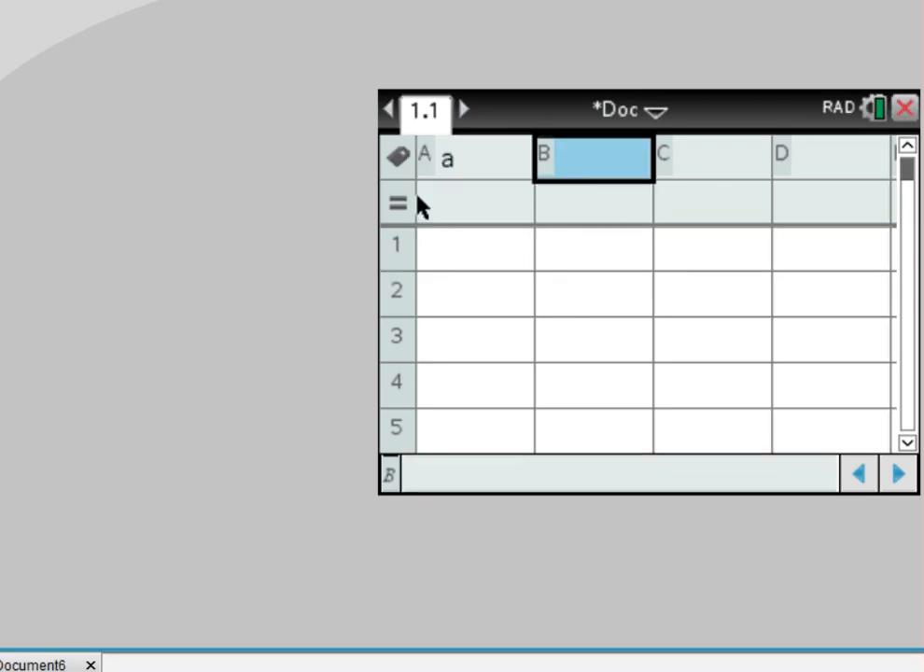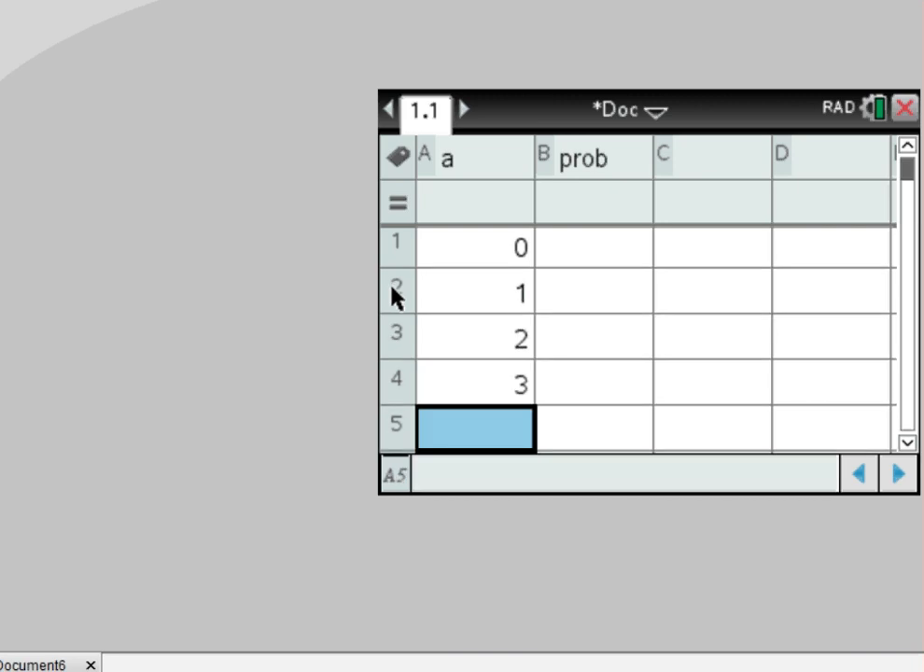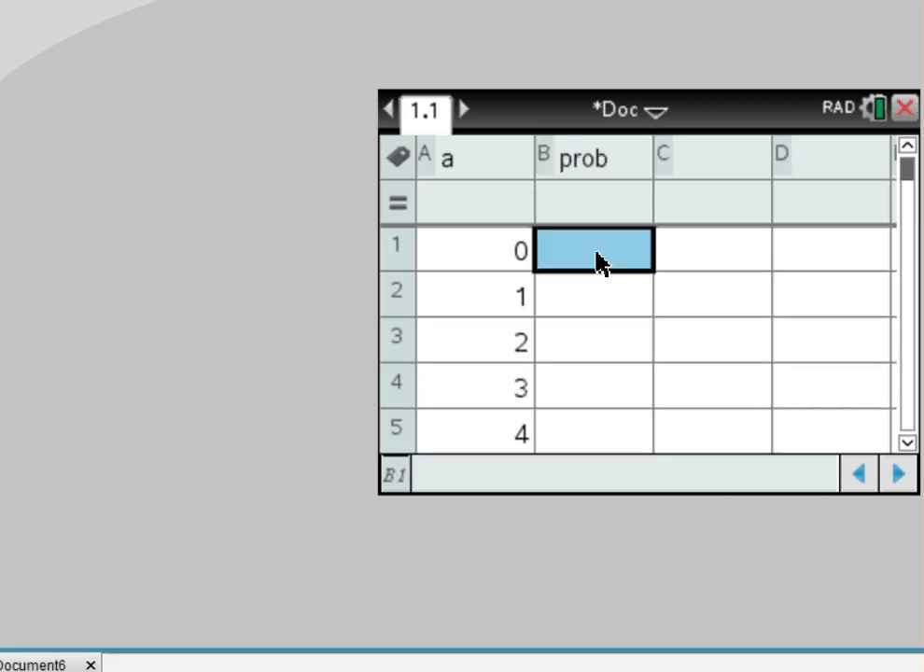So you can have 0 shirts, you can have 1 shirt, 2, 3, 4. Now the probabilities are as follows. So I have 10%, 15%, 55%, 5%, and 15%.